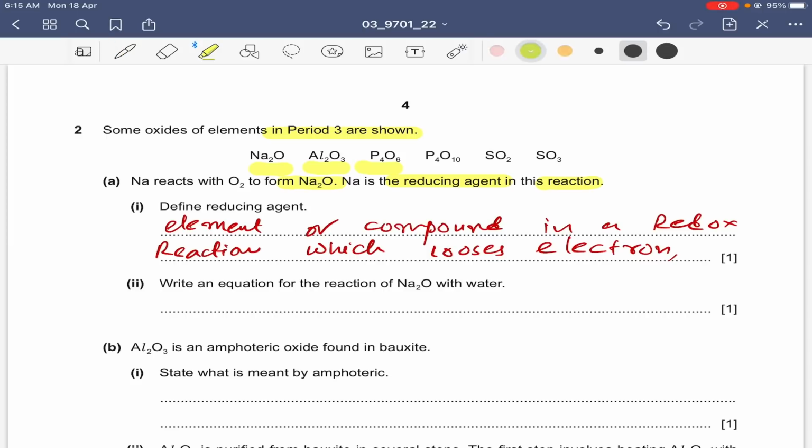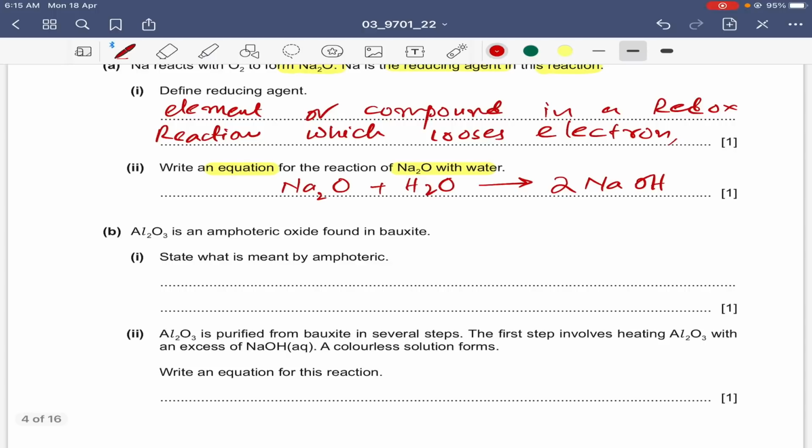Okay, so the next part is, write an equation for the reaction of sodium oxide with water. Sodium oxide reacting with water. So sodium oxide is a basic oxide and it is water soluble as well. So when we dissolve sodium oxide in water, we get an alkaline solution, sodium hydroxide. And to balance it, we will write 2 with sodium hydroxide. So this is the equation for the reaction of sodium oxide with water.